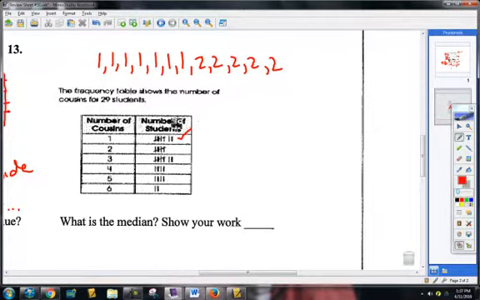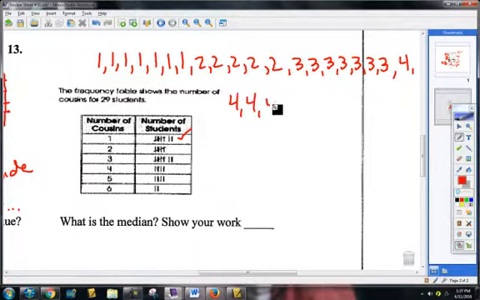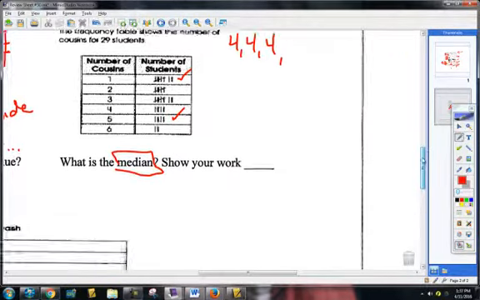There are 7 1s. There are 5 2s. There are 1, 2, 3, 4, 5, 6, 7 3s. There would be 1. I'll have to reset. 4. There would be 4 4s. There would be 4 5s and 2 6s. From there, you're gonna have to find the median, which we've done all year long. So I don't foresee any issues there.